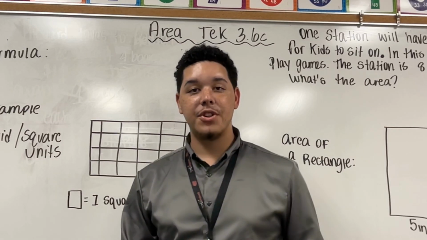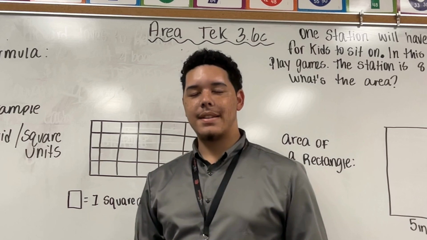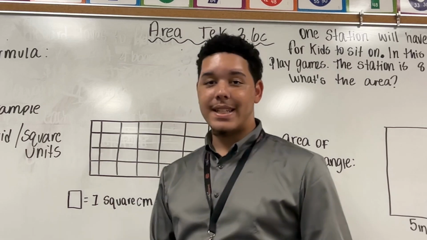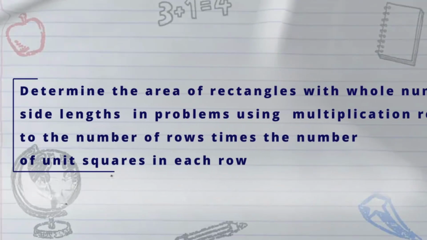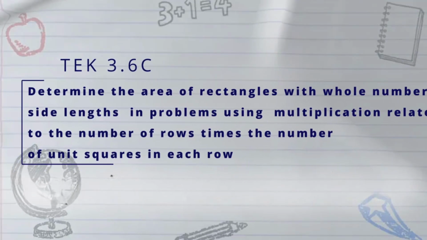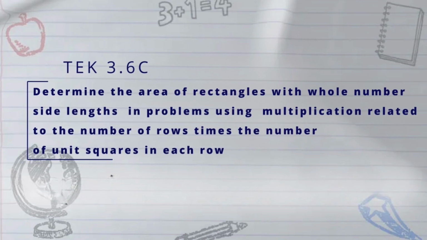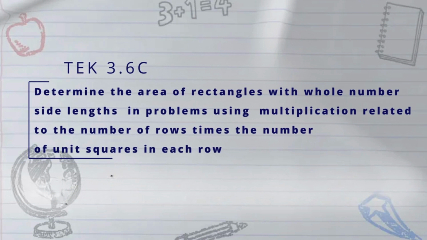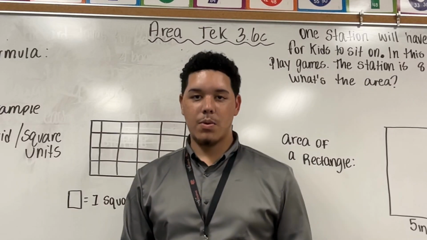Today we're going to discuss a new concept known as area, and I'm going to teach you a little bit about it. So this TEK is TEK 3.6C. Basically, what you need to know is I can determine the area of a rectangle with whole number side lengths, and solve problems using multiplication to relate the number of rows times the unit squares.